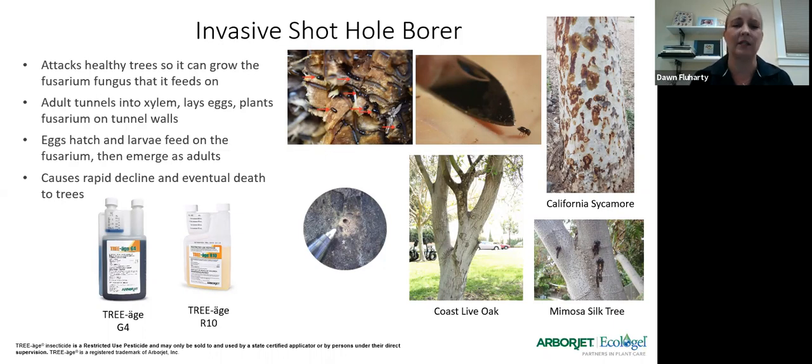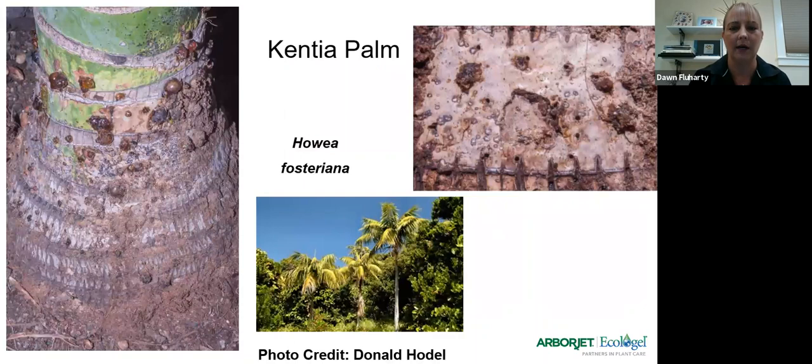That being said, we always talk about this pest in the fact that it goes after our trees. It prefers sycamores, oaks, liquid ambers, olives, but don't rule it out. It's more than happy to go into our palm trees as well. So Kentia palm, we've seen it. It really has the same telltale signs in the fact that we get that weeping and bleeding caused by the Fusarium that it's vectoring in and growing.